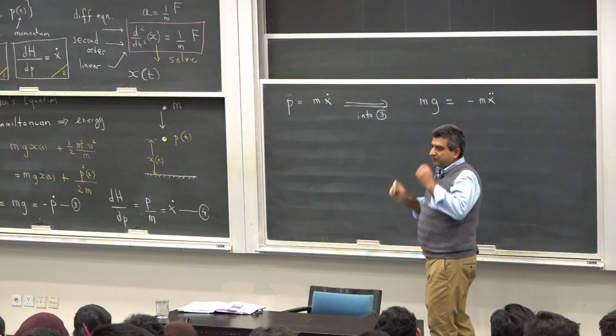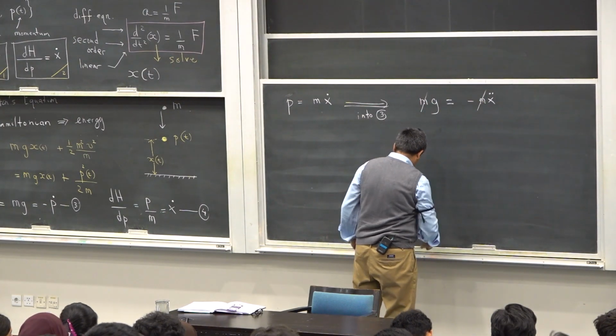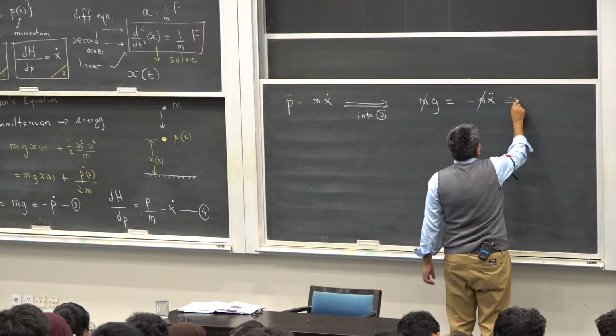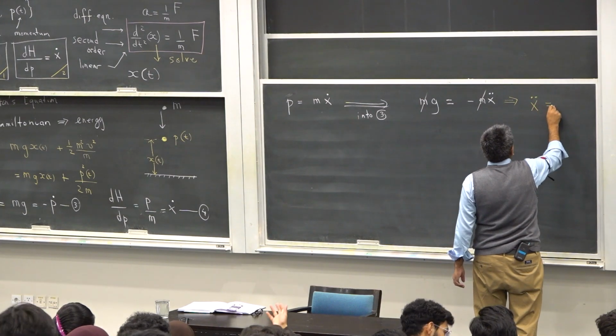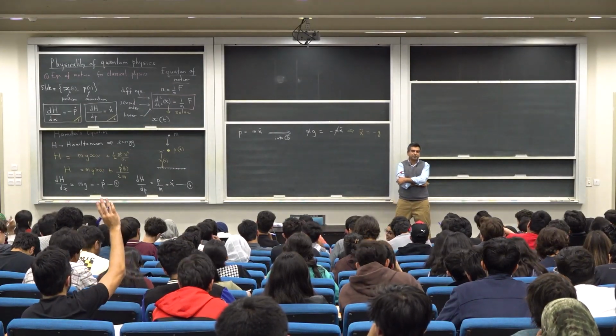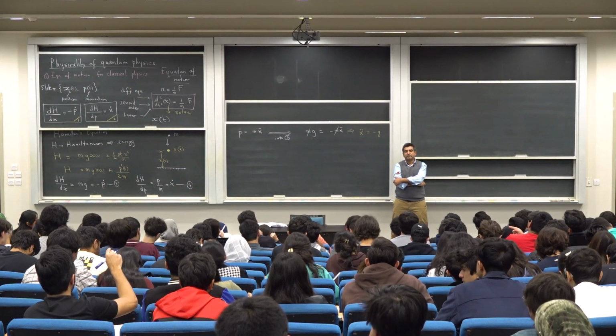So is this an equation of motion? Yes, I can get rid of the m's, and I'm left with x double dot is minus g. Is this an equation of motion? Yes, please. With respect to time.